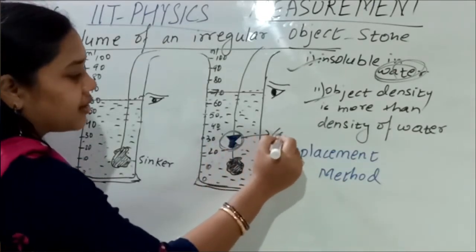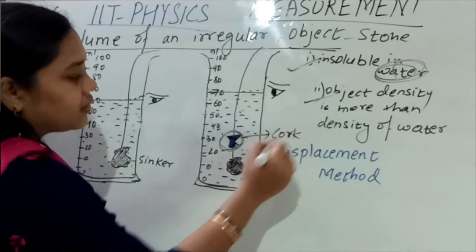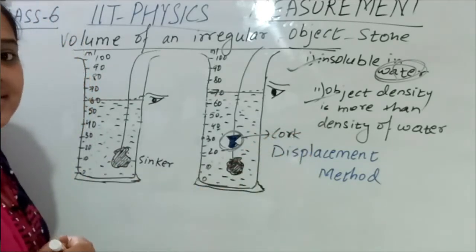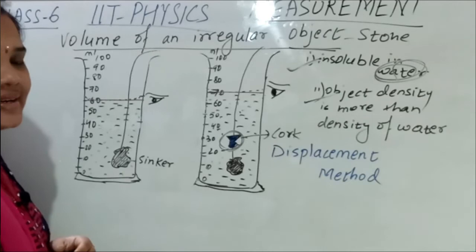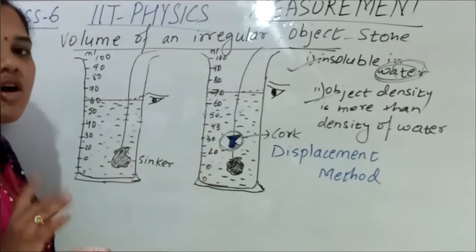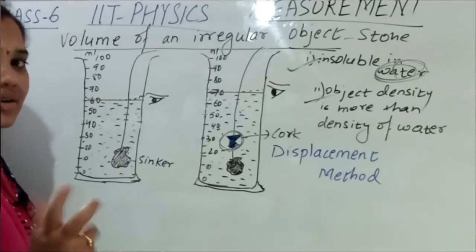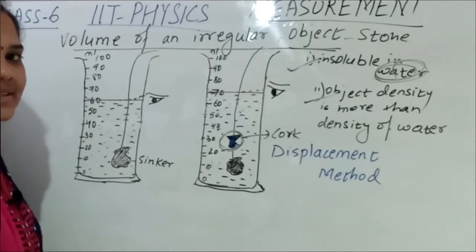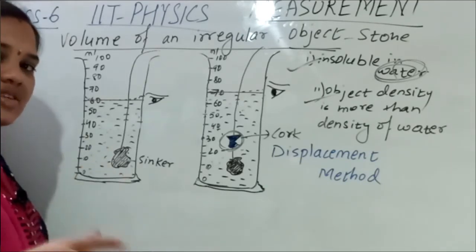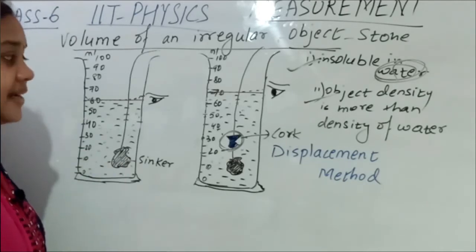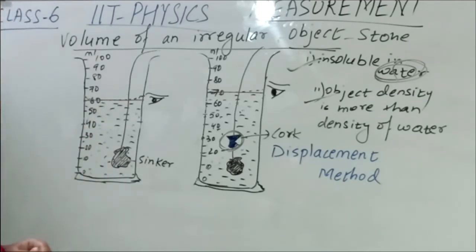Next, the second problem is what? If the object density is more than water, it will sink in water. It will displace some water, and we can find out its volume. But if the object density is less than the density of water, it will not sink in water, like cork or plastic ball. You see, a plastic ball floats on water, thermocol floats on water. That type of object will not immerse in the liquid completely.